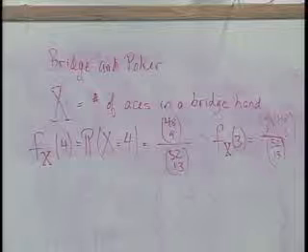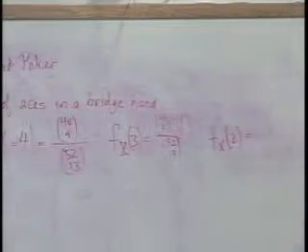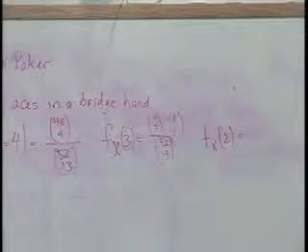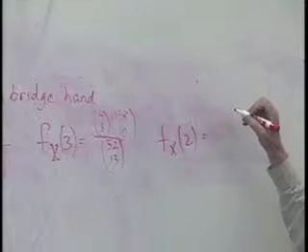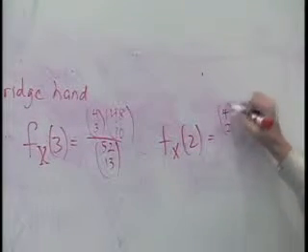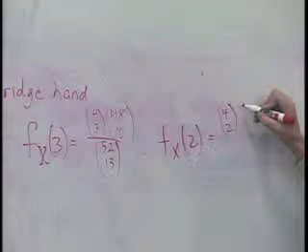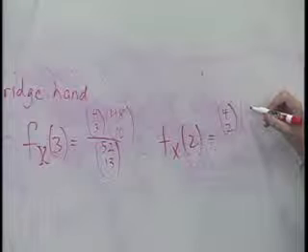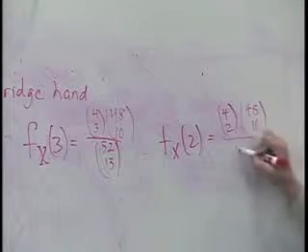I'll do one more so you see the general pattern. F sub x of 2. Now you've got 2 aces in your hand, so in the numerator we have 4 choose 2 for the number of ways of selecting the 2 aces you have, and then 48 choose 11.